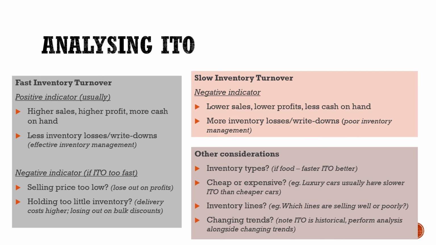There are also other things to consider when analyzing the ITO, such as what is the inventory type? If it is food, it is better for the ITO to be faster. Is the inventory cheap or expensive? For example, luxury cars usually have slower ITO than cheaper cars. What about the inventory lines? Which lines are selling well or poorly? Also, is there a changing trend? Note that inventory turnover is historical, and therefore we should perform the analysis alongside changing trends.